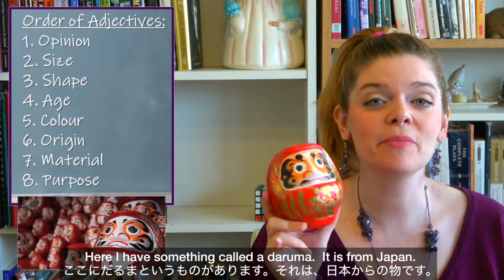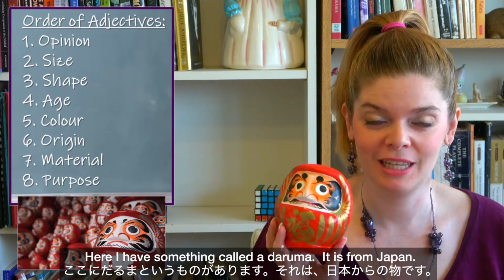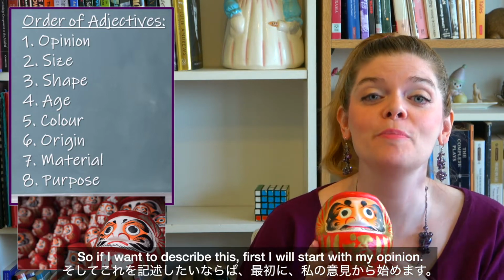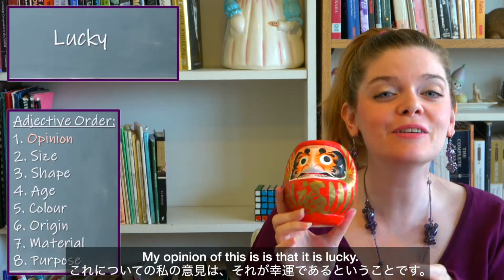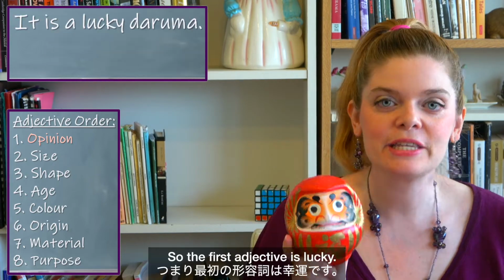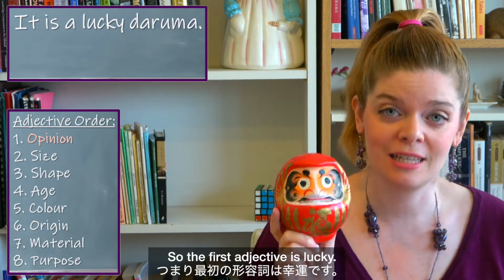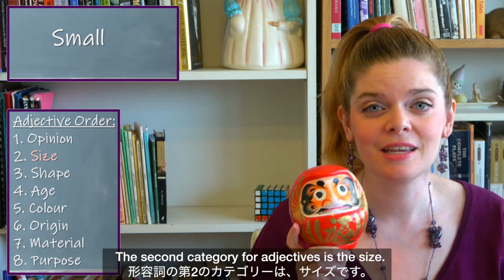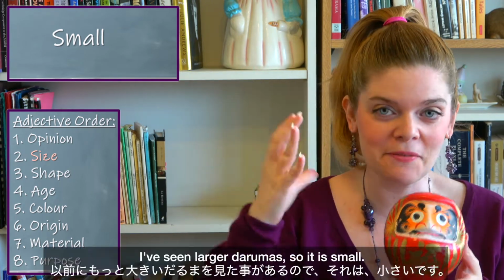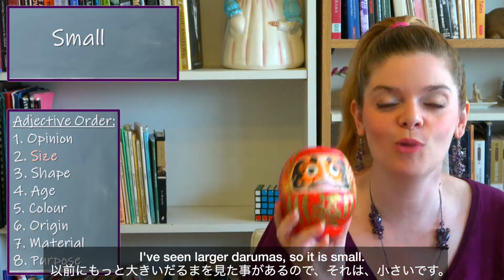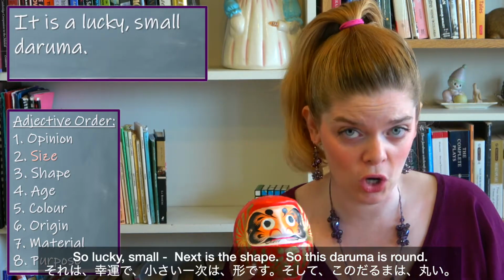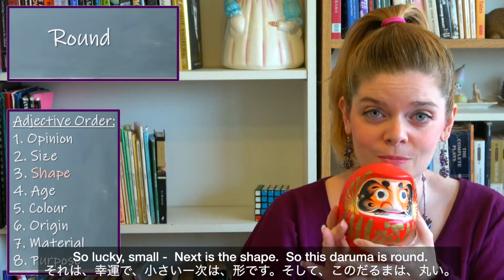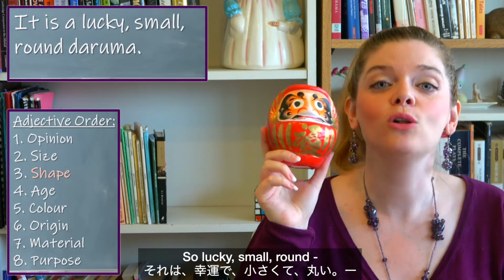So let's talk about how to describe something interesting together. Here I have something called a daruma. It is from Japan. So if I want to describe this, first I will start with my opinion. My opinion of this is that it is lucky. So the first adjective is lucky. The second category for adjectives is the size. I think this is not very big. I've seen larger darumas, so it is small. So lucky, small. Next is the shape. So this daruma is round. Okay, so lucky, small, round.